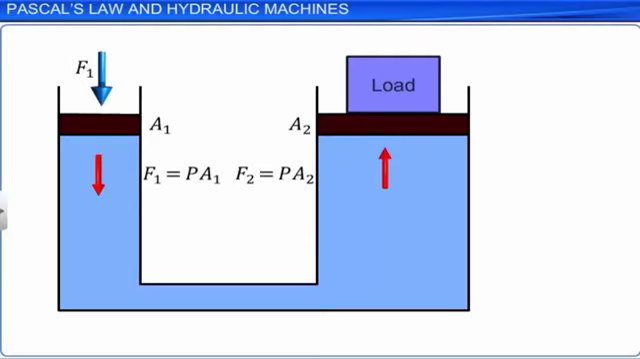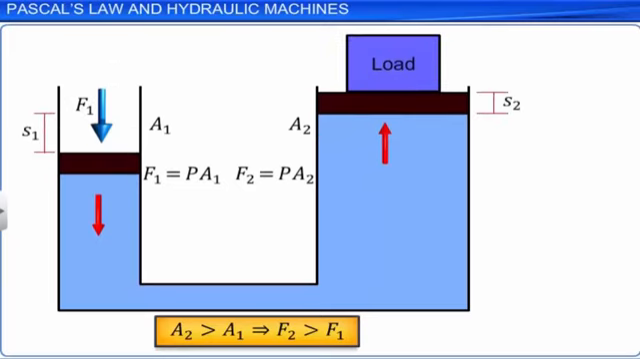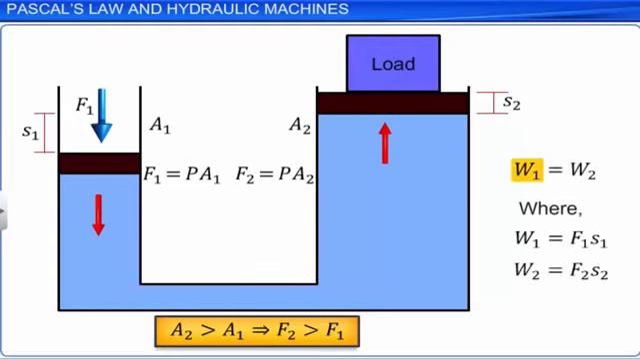The work done by the smaller force is equal to the work done by the larger force, as the displacement of the smaller piston is greater than that of the larger one. Here, the force F1 applied on the smaller piston is called the effort, and F2, the force required to lift the heavy object, is called the load.